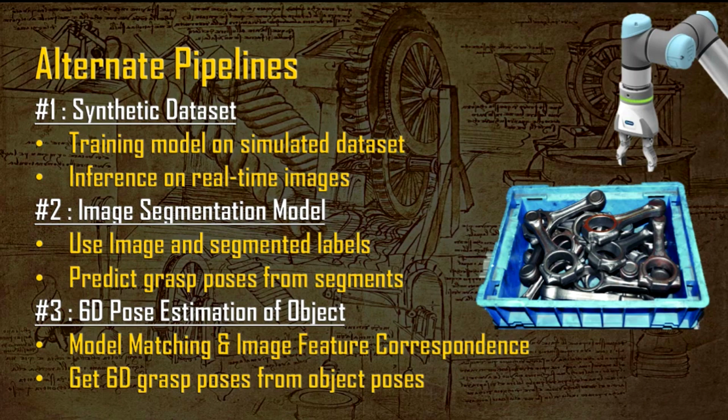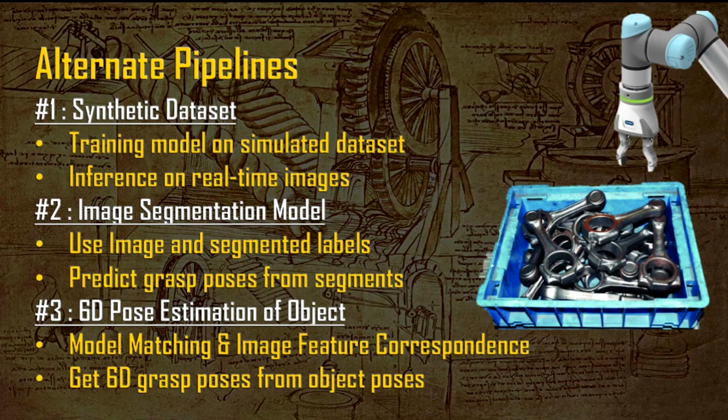Another could be 6D pose estimation of the object. Since we have a 3D model available, we can match the model to one of the objects that is being detected, and superimpose the model on it, and have some correspondences, and that's how we get the 6D pose of the objects. This could be one way.